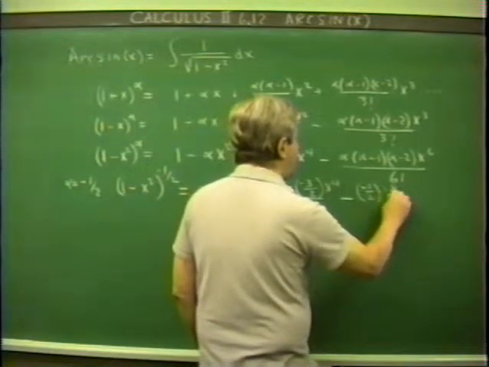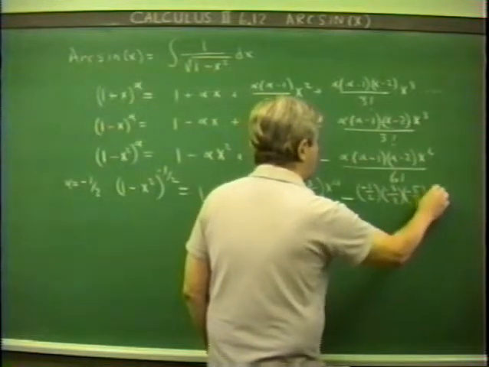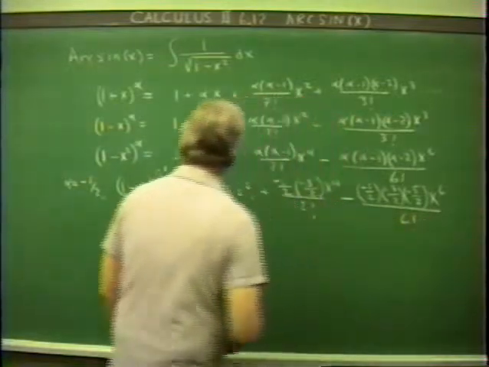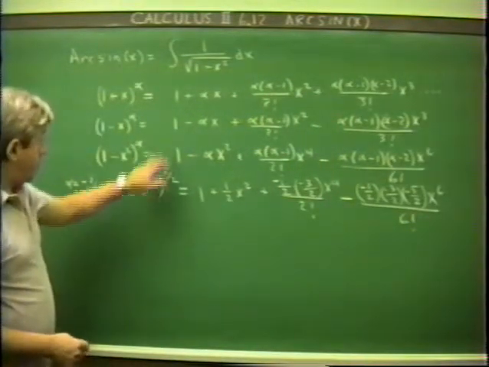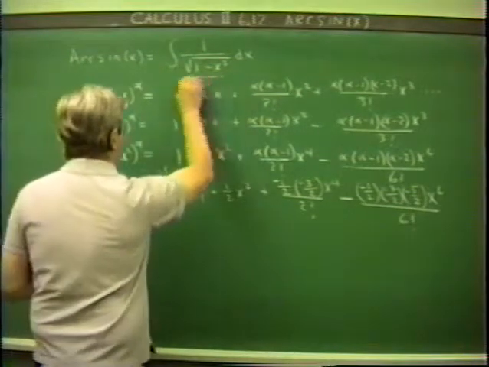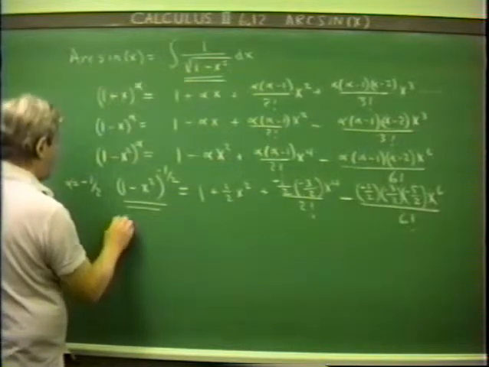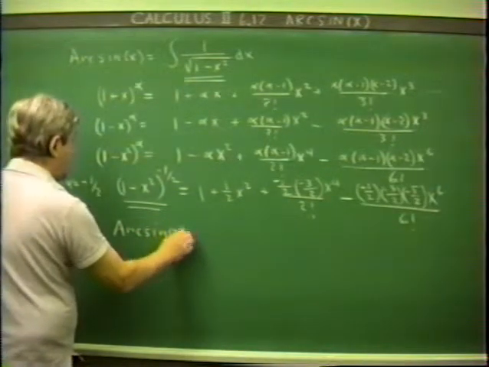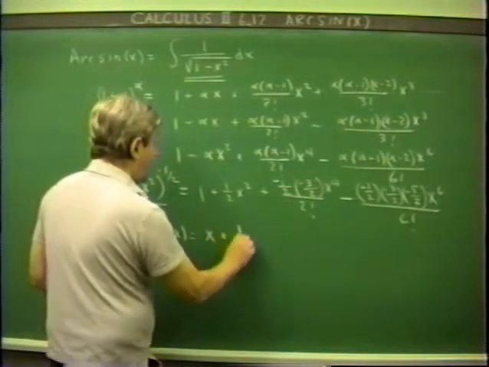x to the 4th over 2 factorial. We've got minus a half times minus 3/2 times minus 5/2 x to the 6th over 6 factorial. So here now is the expansion of 1 minus x squared to the minus 1/2. And so now we want the antiderivative of that, which is going to be arc-sine of x.